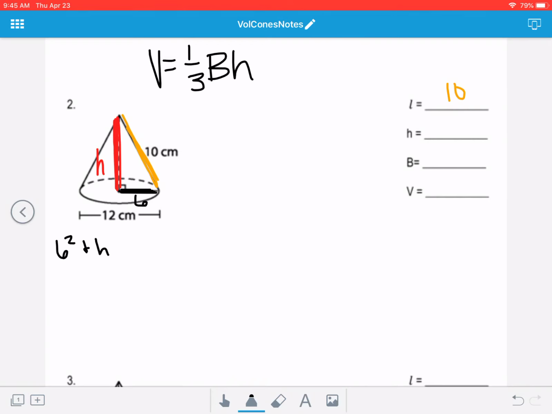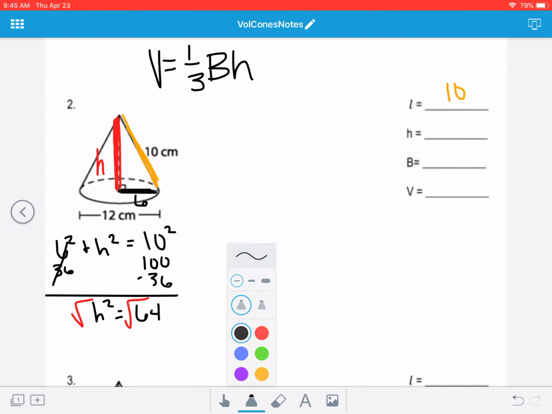Leg squared plus leg squared equals hypotenuse squared. 36 and 100, subtract 36 over, h squared equals 64. Undo a square by square rooting it, and the height is equal to 8.